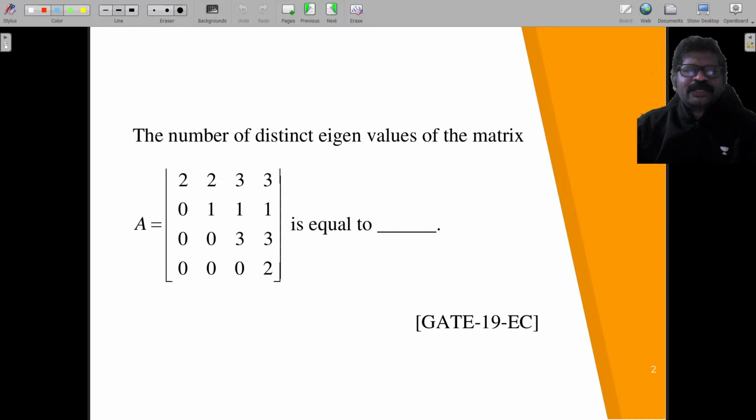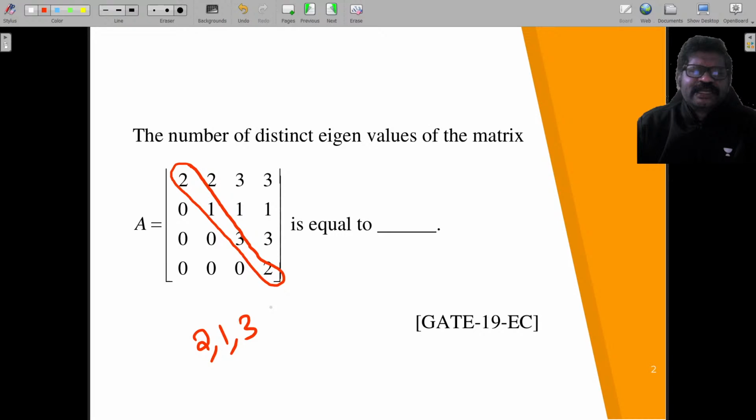The number of distinct eigenvalues of the matrix. Here the matrix is a triangular matrix. That's why the eigenvalues are nothing but its leading diagonal elements. Here the distinct eigenvalues are 2, 1, 3. Because 2 is a repeated eigenvalue, I have taken it only once. So how many distinct eigenvalues are there here? 2, 1, 3. Total 3 distinct eigenvalues.